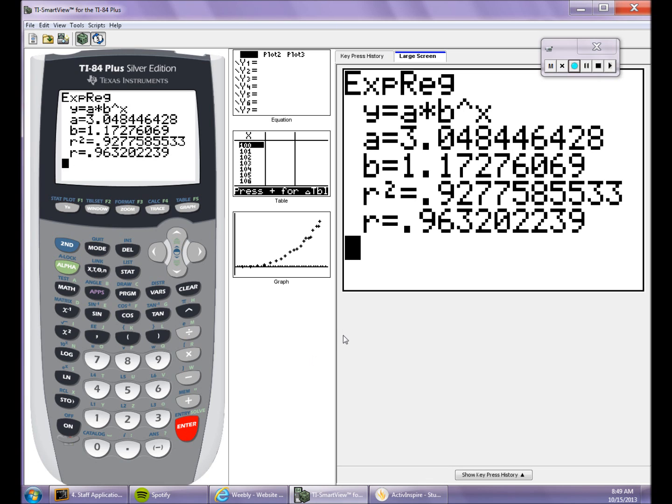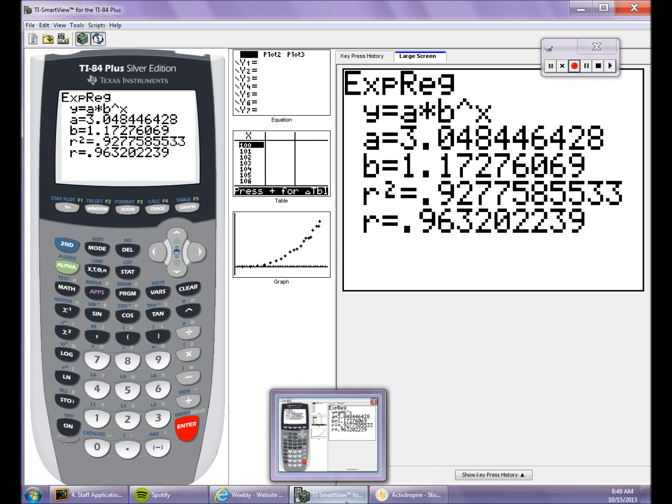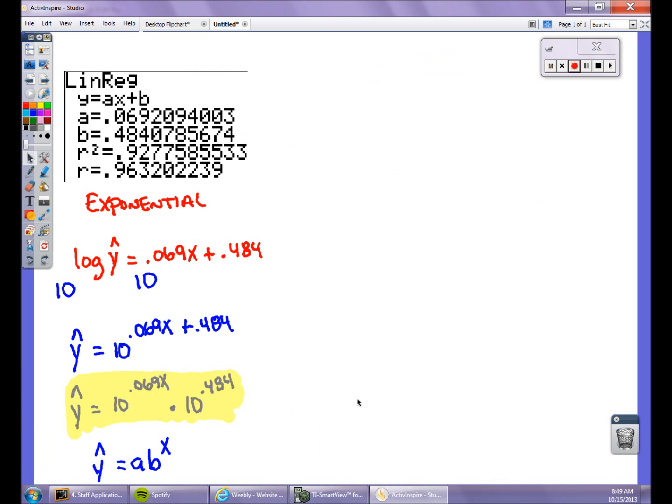And I have an algebraically equivalent equation. Notice that the correlation coefficient and the coefficient of determination are the same, 0.96 and 0.927 respectively, as when I made my exponential model.